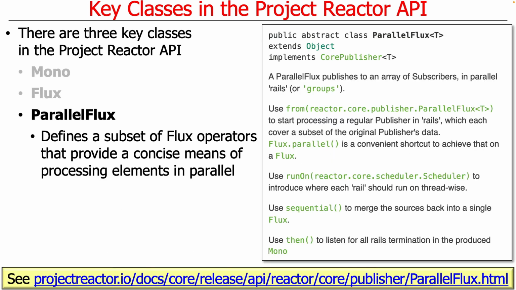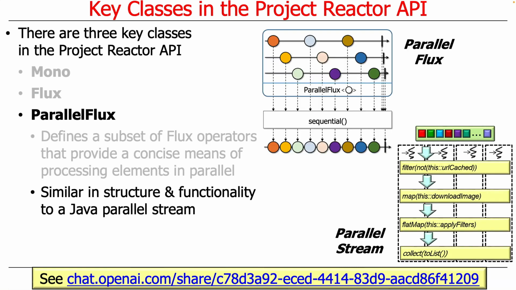There's a third type of class here called a ParallelFlux, which defines a subset of flux operators that give you a nice, concise way of processing a bunch of elements in parallel. And this is similar to a Java parallel stream in the sense that you have a bunch of things that are processed in parallel, typically in a thread pool. But there are some differences.